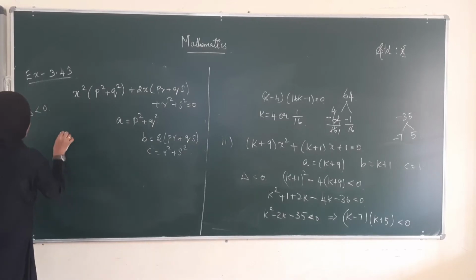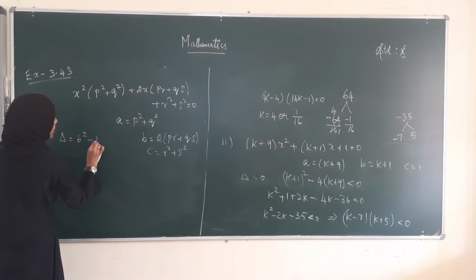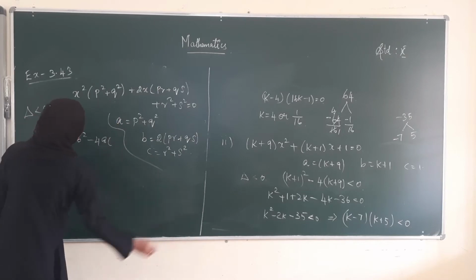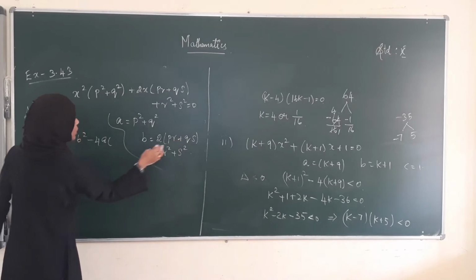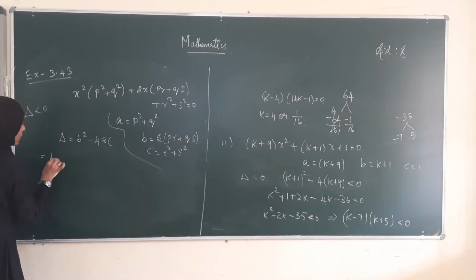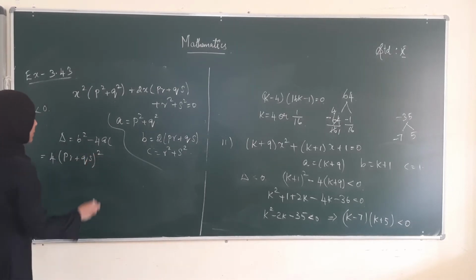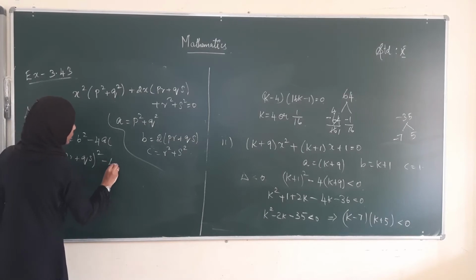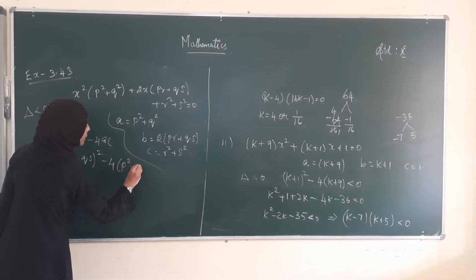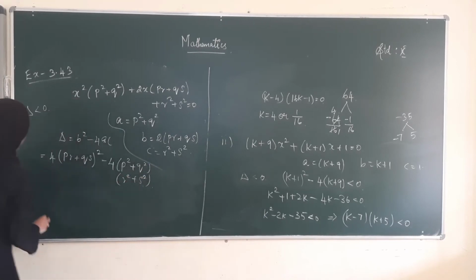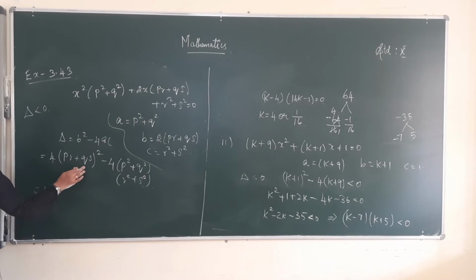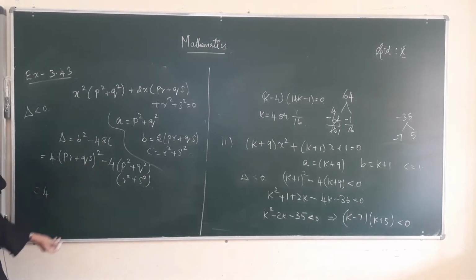Now let us find the del's value. Del's value is B square minus 4 into A into C. Okay, what is B? B is 2 into PR plus QS. So B square becomes 2 into 2, 4, PR plus QS the whole squared. Okay, B square minus 4 into what is A? A is P square plus Q square into what is C? R square plus S squared. Okay, this is equal to, now we have to expand this with the formula A plus B the whole squared.